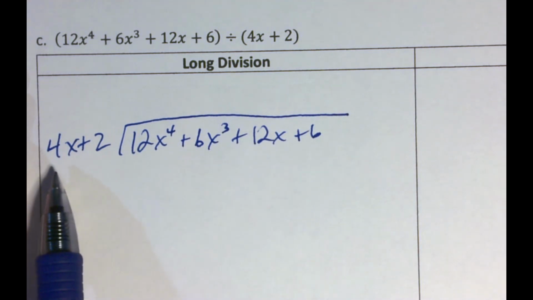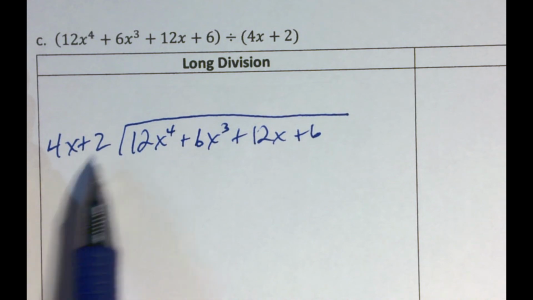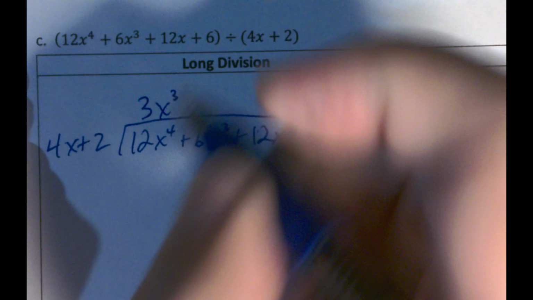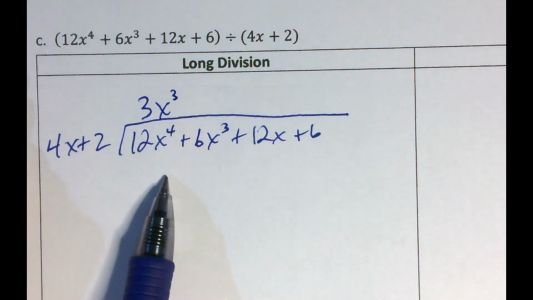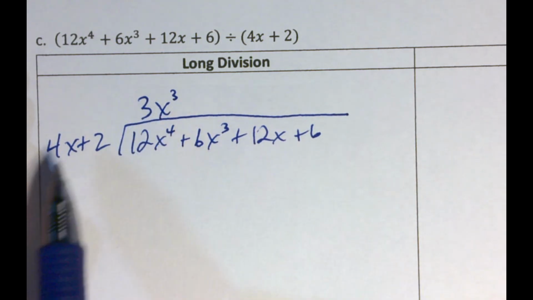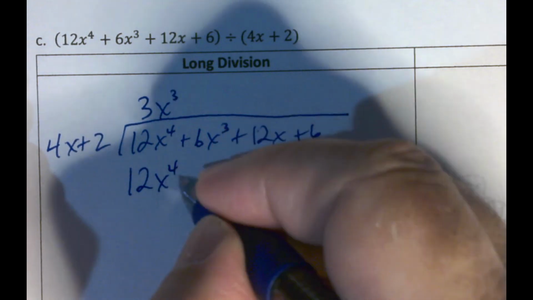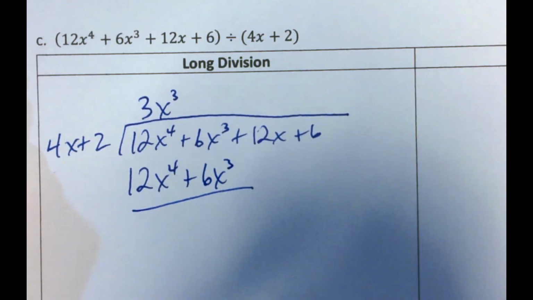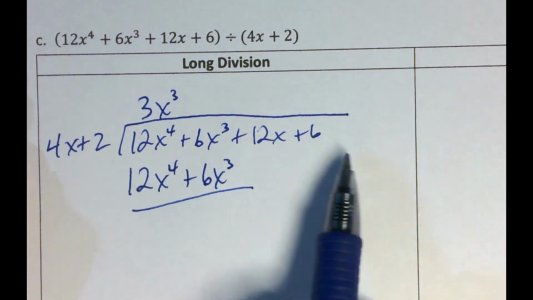Now compare 4x and 12x to the fourth. 4x times what gives me 12x to the fourth? Well, that will be 3x cubed. 4 times 3 is 12. x times x cubed is x to the fourth. So now take that and multiply with both terms. So that'll be 12x to the fourth plus 6x cubed. And when I subtract, everything cancels again. All right, I still need two terms, so I'm just going to bring down those two terms.